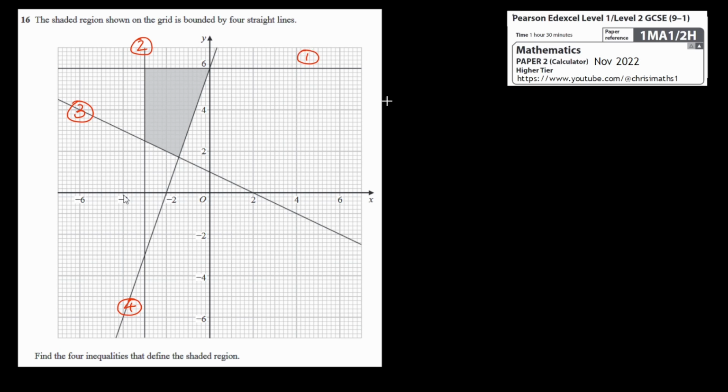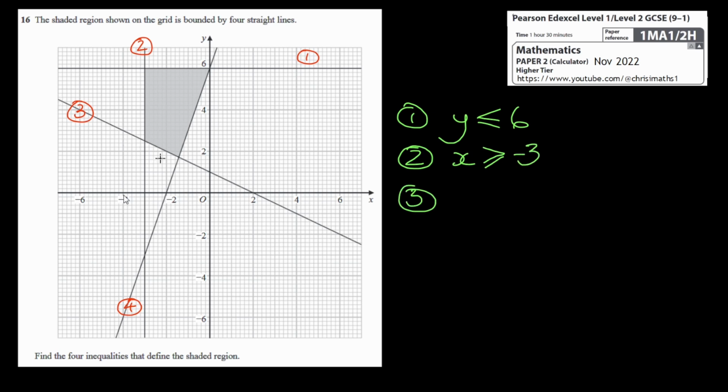So the effects of line 1, first of all, the y values of our shaded area must be less than or equal to 6. So without any of the other lines involved, this would be this whole area below y equals 6. Line 2 puts a new restriction on, and this is the line x is equal to -3. So our new restriction is that x must be greater than or equal to -3.